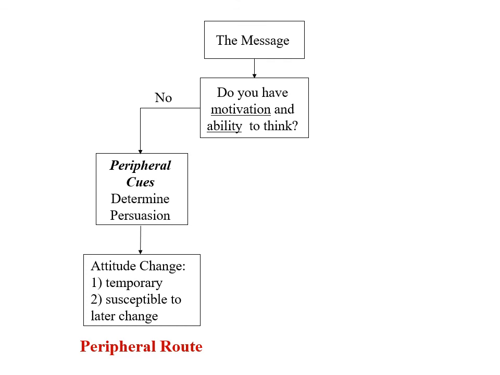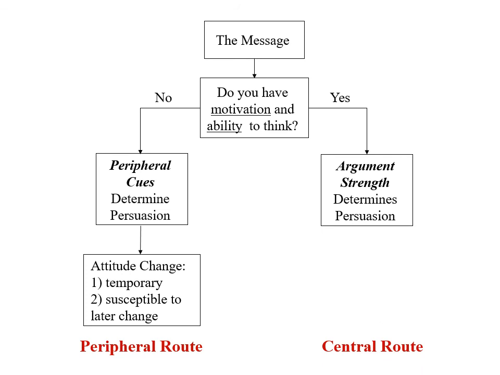However, go back up to the top with the message here. We go back up to this question of whether you have a motivation and ability to think. If the answer is yes, you do have both motivation and ability to think carefully, that's when argument strength is what's going to determine persuasion. That's when you're going to be on the central route. You're going to be carefully evaluating those messages. And when you're carefully evaluating those messages, that's when the strength of the argument is determining your persuasion.